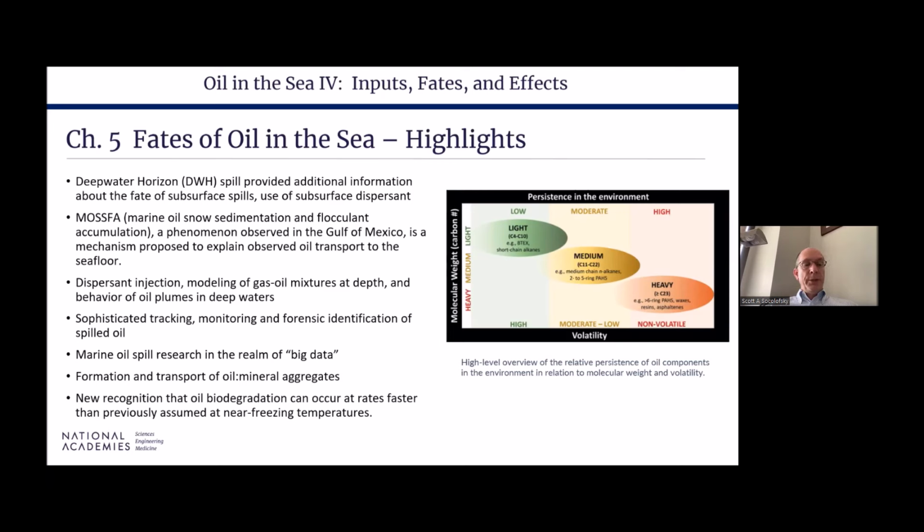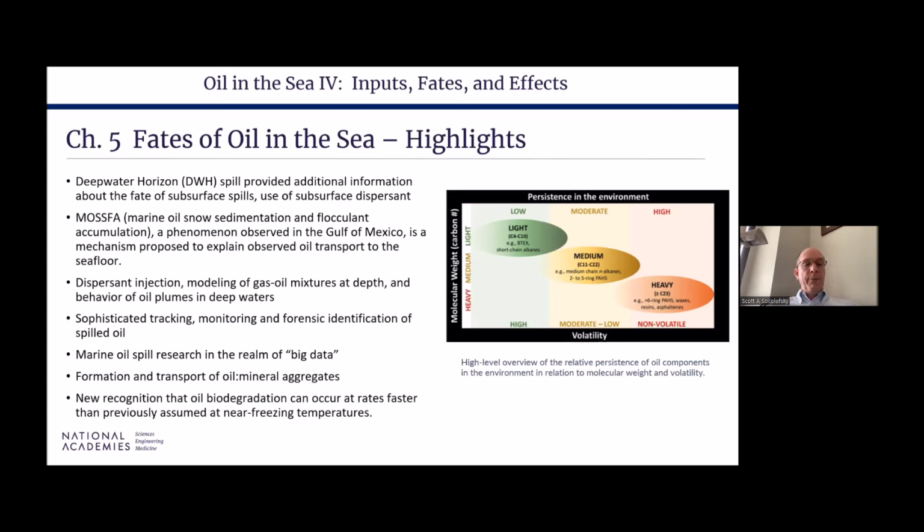Marine oil spill research in the realm of big data, Berrin's already mentioned the computing power and the omics databases, and now moving into more of a culture of publicly available repository data that then can be interrogated by all kinds of people.